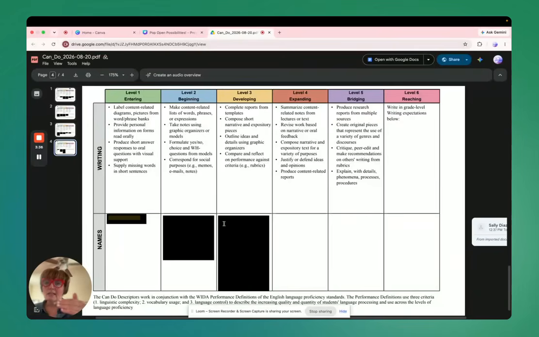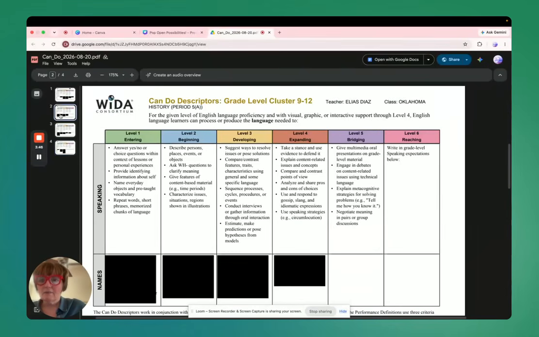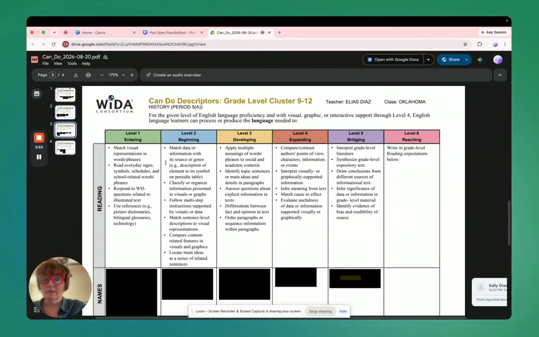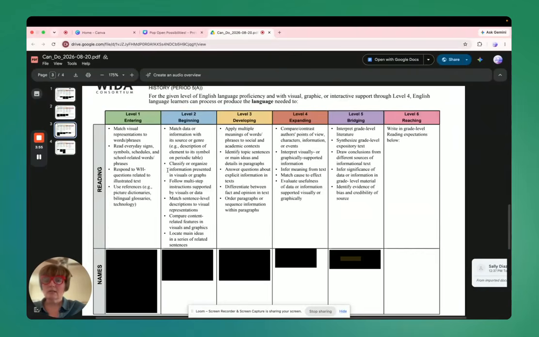But when I start looking at these 4 domains of reading, writing, speaking, and listening, when I was analyzing this and comparing things, I felt like my 2 areas that are on fire, my 911 areas, are speaking and reading for this particular class. Now remember, not all classes are the same.